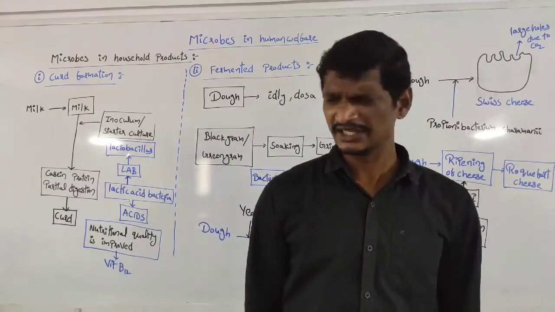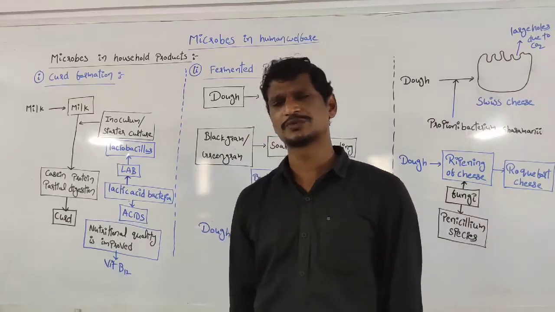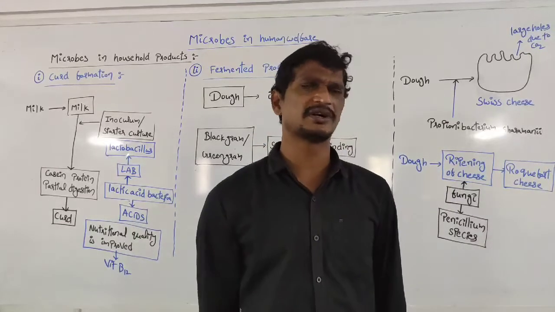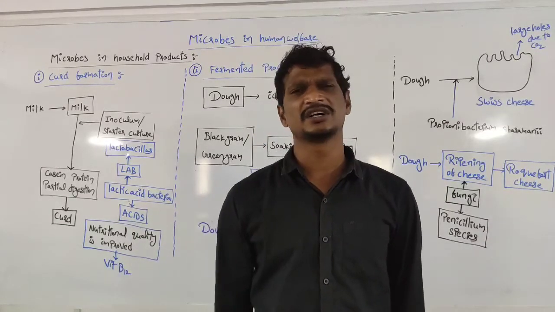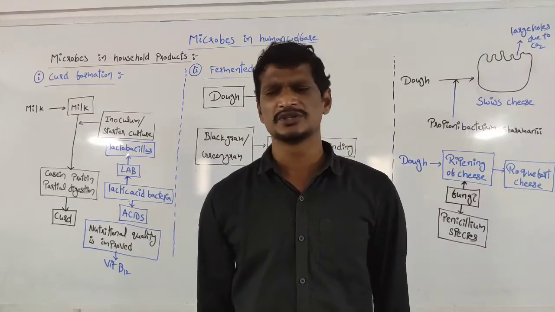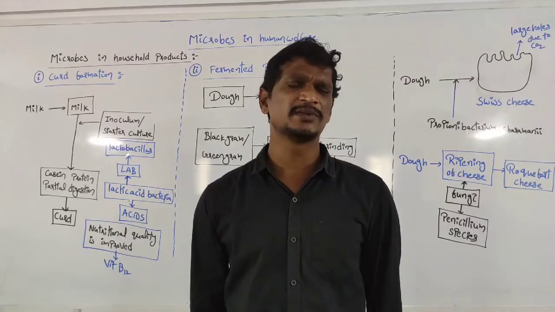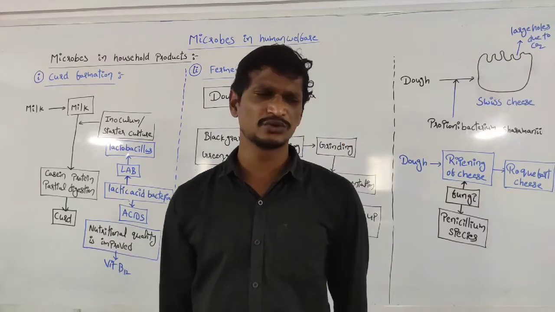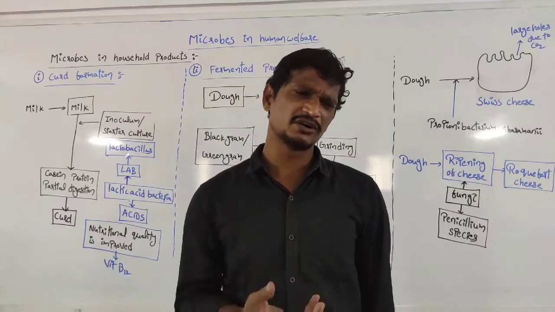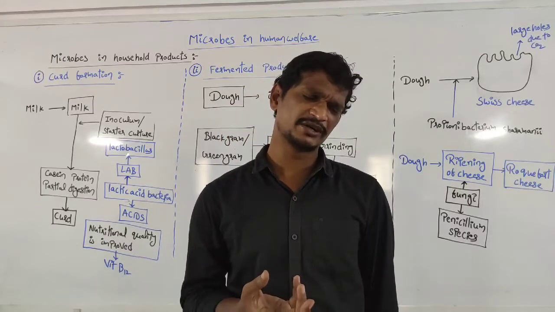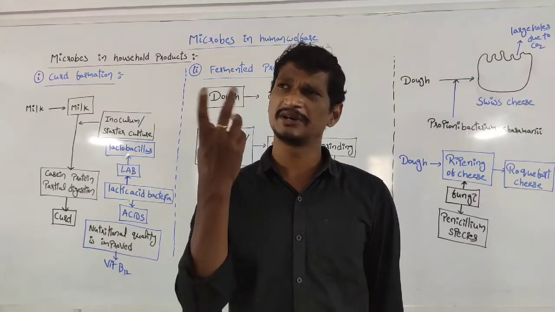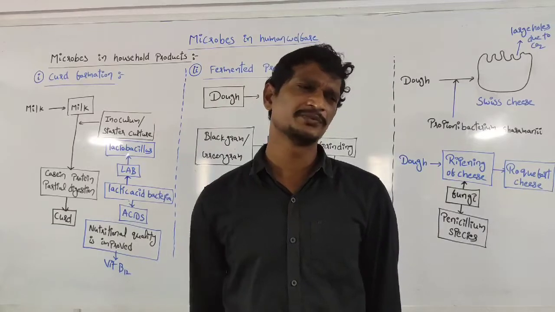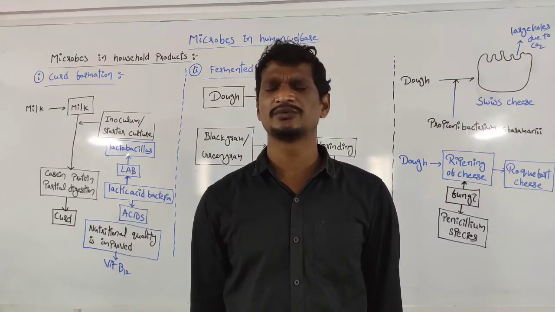So among the microbes, there are bacteria, some fungi, and some other types of microscopic animal creatures also, right? Generally we can't see the microbes directly, that is, by the naked eye. When we have a microscope, at that time we can see them.